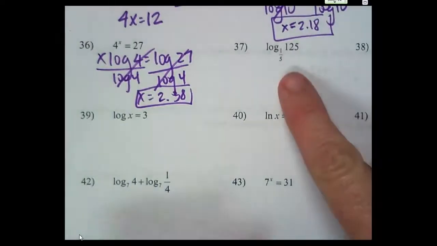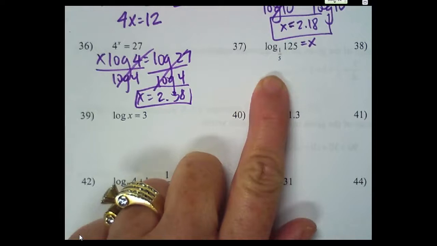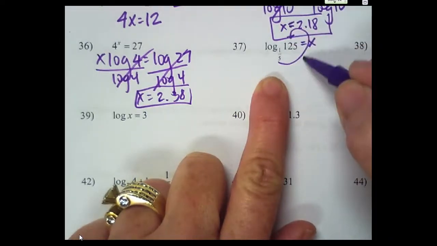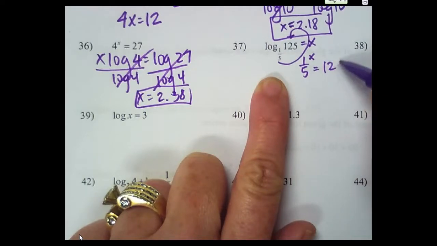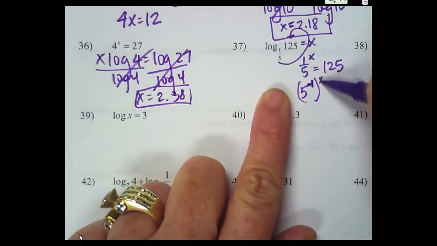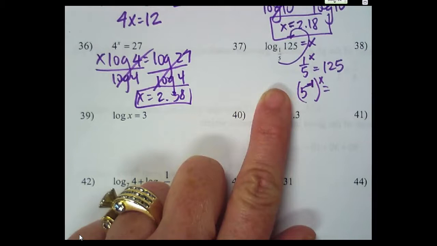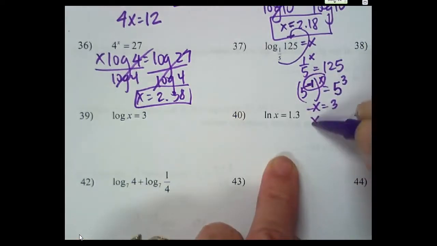Alright, on 37, you actually are going to set it equal to x. And in order to solve, you have to do circle math. So you go this way. I know that 1/5 to some power lands at 125. Now I've taught you in the past that if you're going to take 1/5, we rewrite that as 5 to the negative 1 power. And how can I rewrite 125 with a base of 5? 5 what? To the third. Which means that negative x ends up being 3, so x is negative 3.